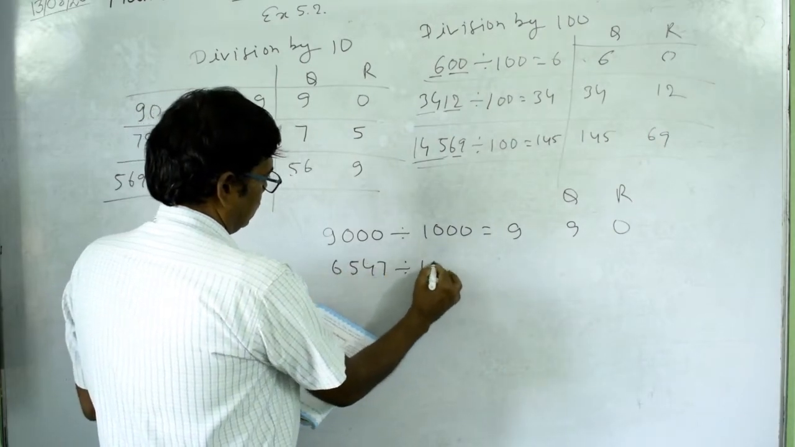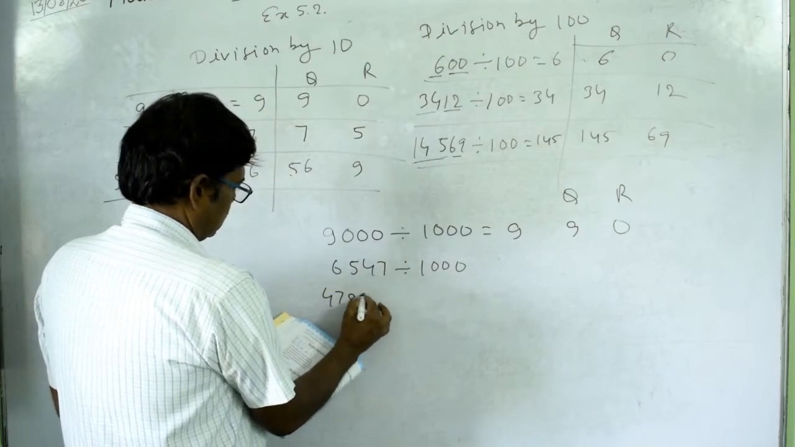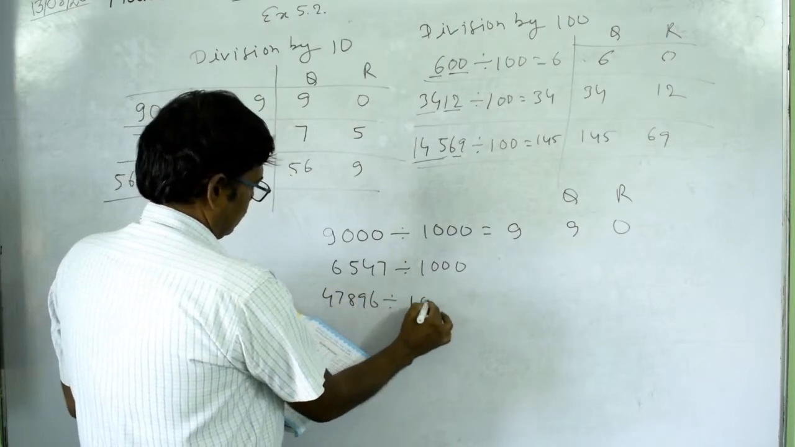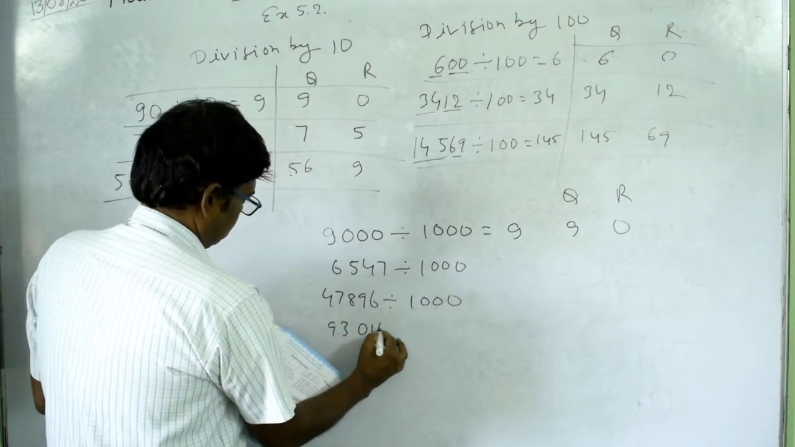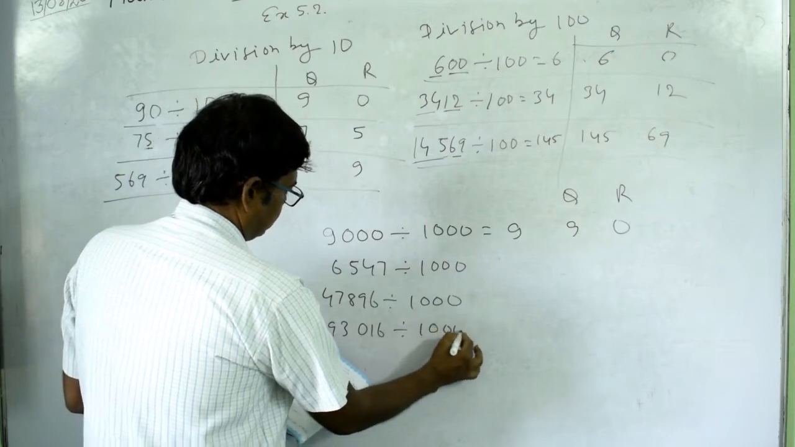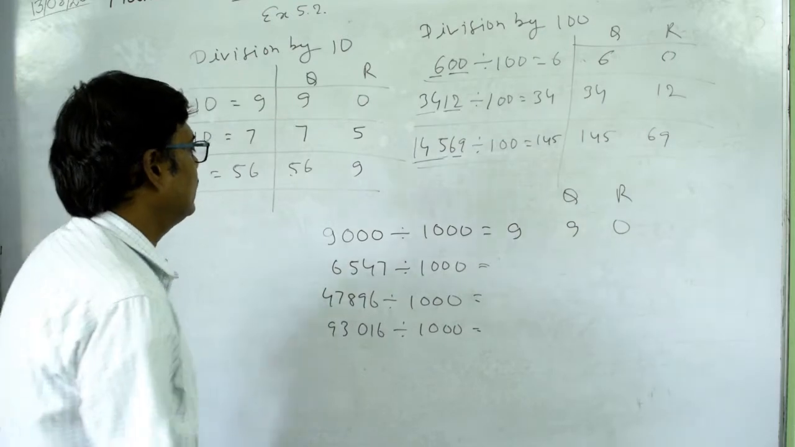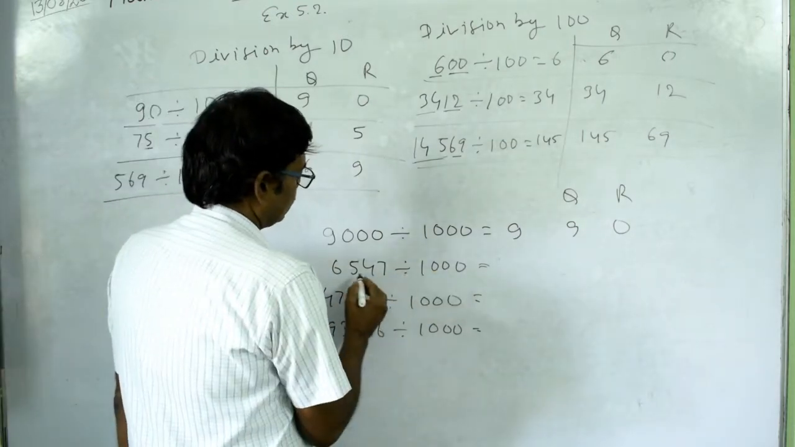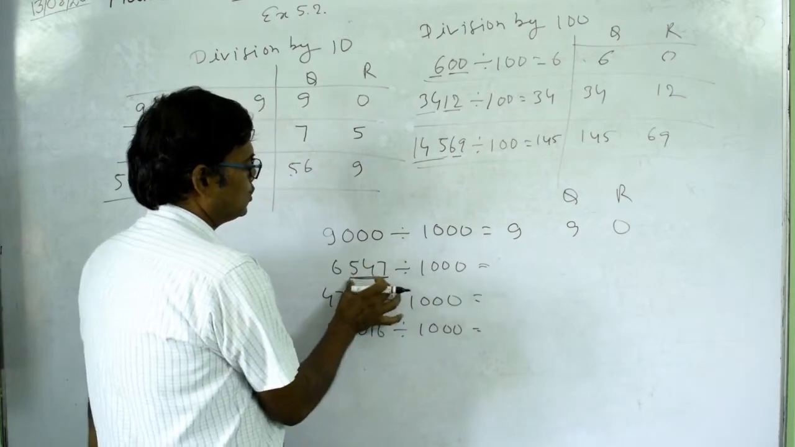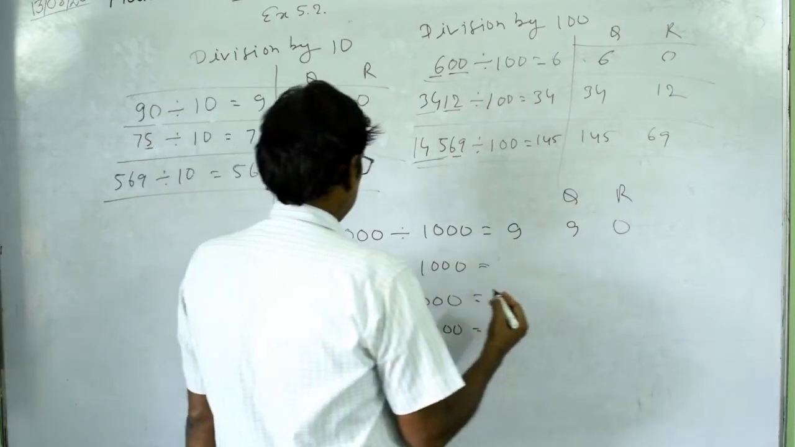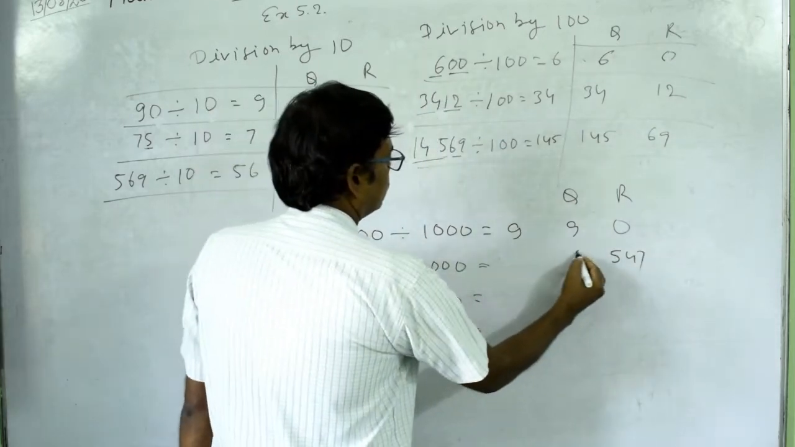The next number is 6547 divided by 1000, and then 47,896 divided by 1000, and 93,016 divided by 1000. Okay, so now see that when you divide this number by 1000, the number formed by these 3 digits will be the remainder, that is 547 is the remainder in this, and 6 will be the quotient here.